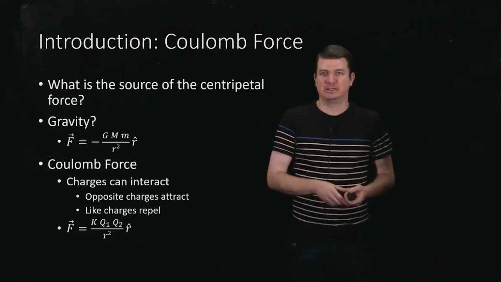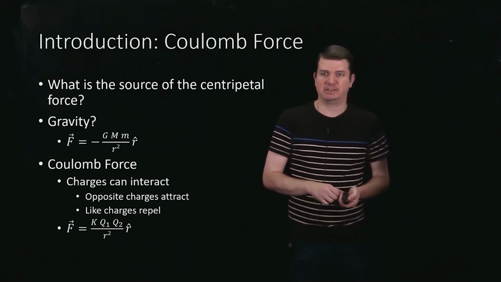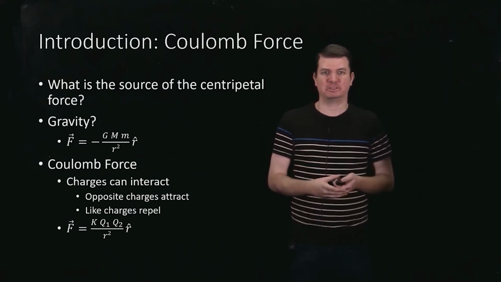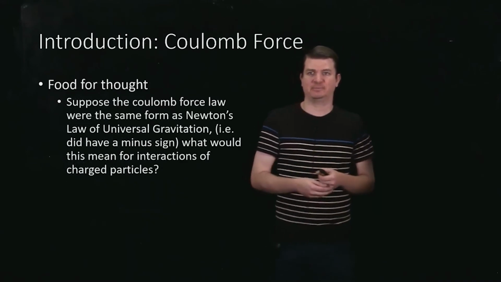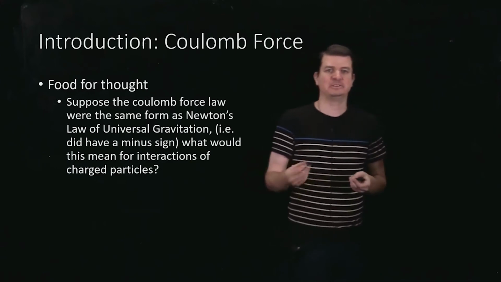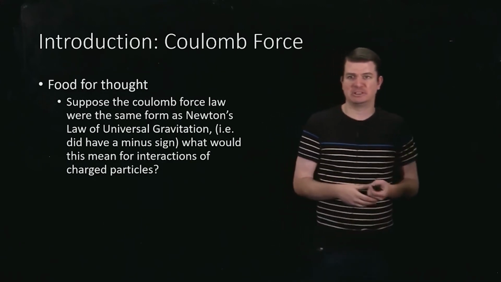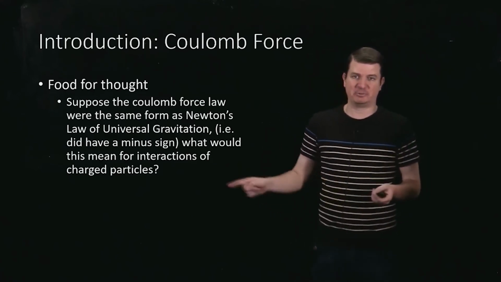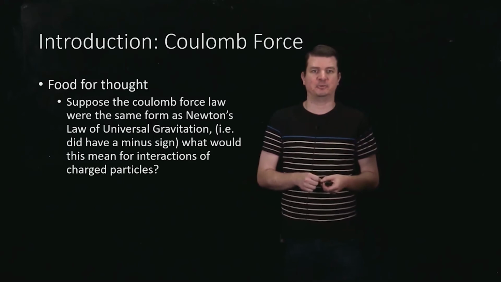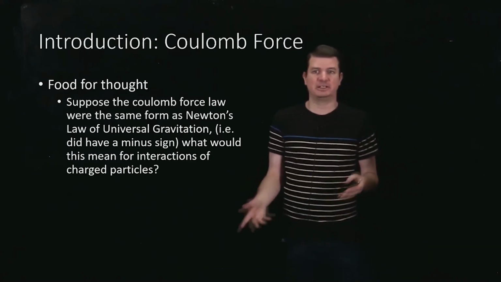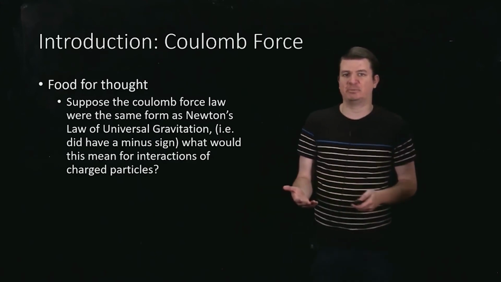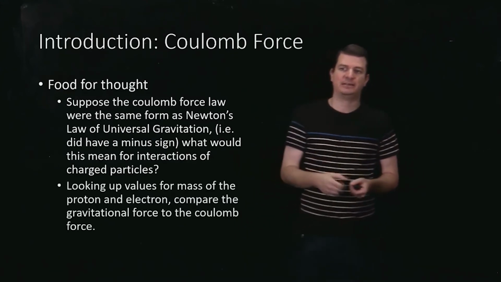We could now imagine going off and doing some problems. But before we jump right into doing that sort of thing and doing some calculations to answer our question about why an electron orbits a proton, let's first think, just for a moment, suppose that actually the Coulomb force law was the same as our gravitational law. That is to say that it did in fact have a minus sign out in front in its vector form. What would that mean for the interaction of charged particles? So that's for you to think about.